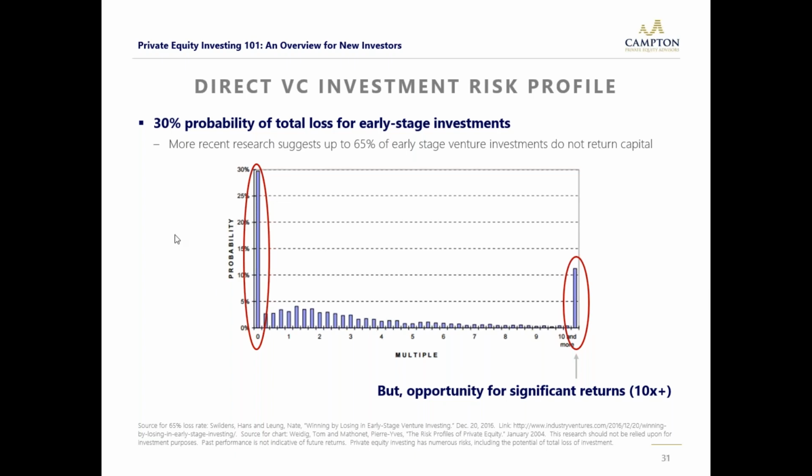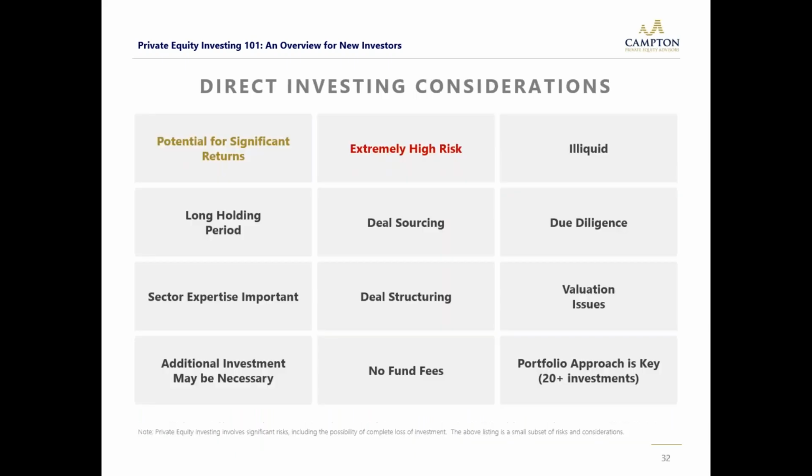And so what this slide really shows is it echoes that rule of thumb that we talked about in the prior slide. This academic research shows that there's a 30% probability of early stage investing of losing your entire investment. But if you're investing in early stage private equity, you also have, in this case, a little over 10% probability of having a home run, a 10x plus home run. But again, you really need to consider that direct investing is a very risky type of investment.